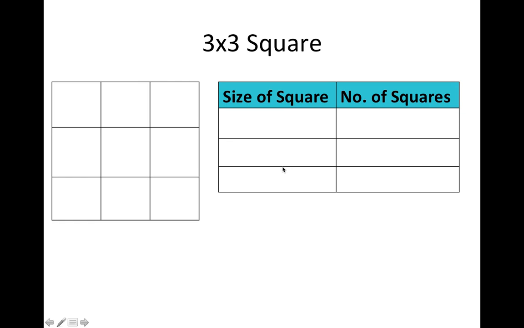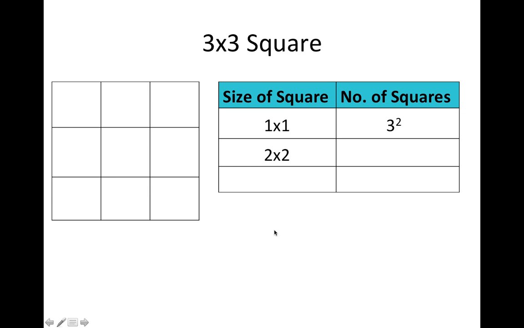Now let's move on to the 3 by 3 square. First let's see 1 by 1 squares. In this row we have 1, 2 and 3 squares, and in this column we also have 1, 2 and 3 squares. So that means the total number of 1 by 1 squares is 3 into 3, or 3 squared.